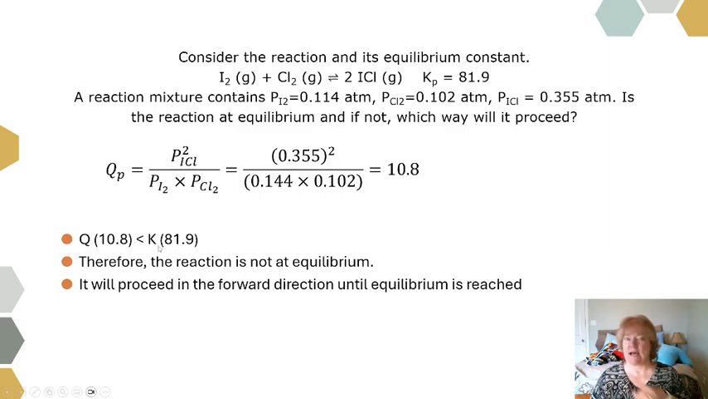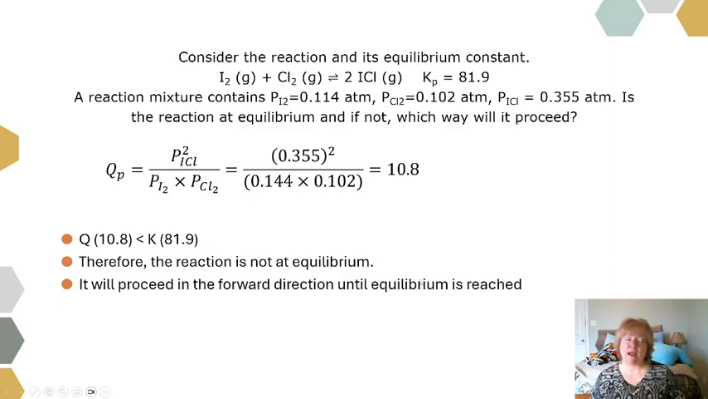That means it is not at equilibrium because they would have to be equal to be at equilibrium. Also, because Q is less than K, I need more product on the top to get this to be a bigger number. So it's going to proceed in the forward direction until equilibrium is reached.